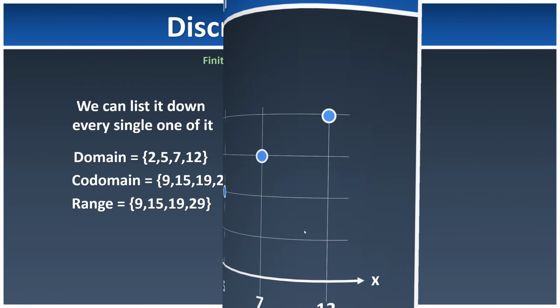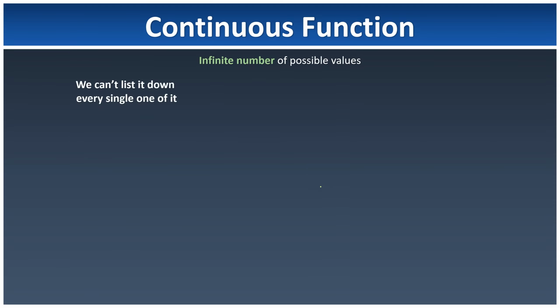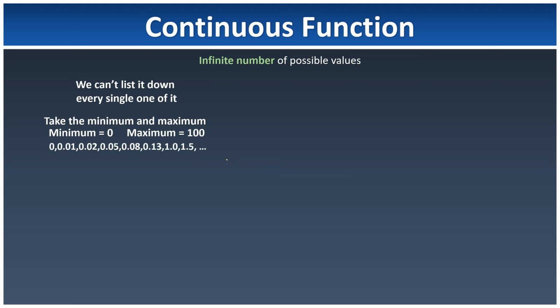But whenever we have a continuous function, this is where we have an infinite number of possible values, where we cannot list down every single one. As a result, we will only take the minimum and the maximum of our data. You can think of it like, if the minimum is 0 and the maximum is 100, we can take whatever intermediate value in between the two. It can be 0.01, 0.02, 0.05, and so on and so forth. So it's impossible for us to list it down one by one.